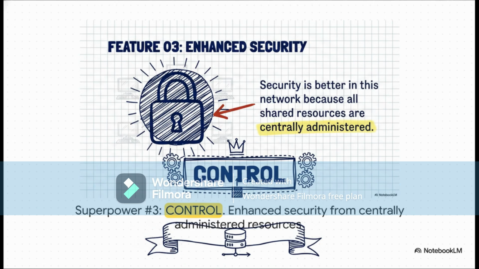And the final superpower is control. This one is all about security. Because everything has to go through that central server, it's so much easier to manage who gets to see what. Access can be controlled from one single place. Now here's a key phrase to remember for your exam. You might want to write this down: centrally administered. That just means the boss is in full command.